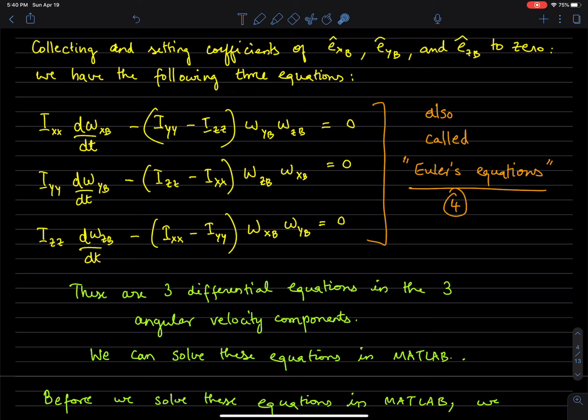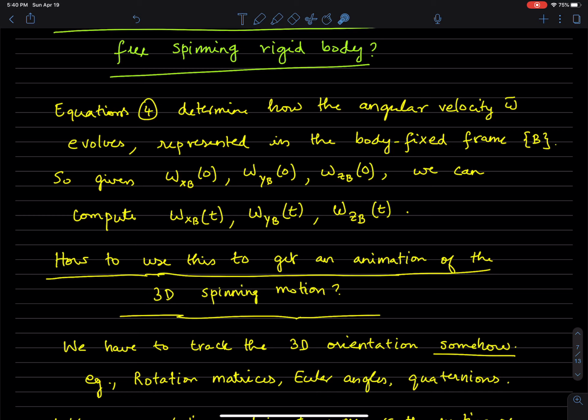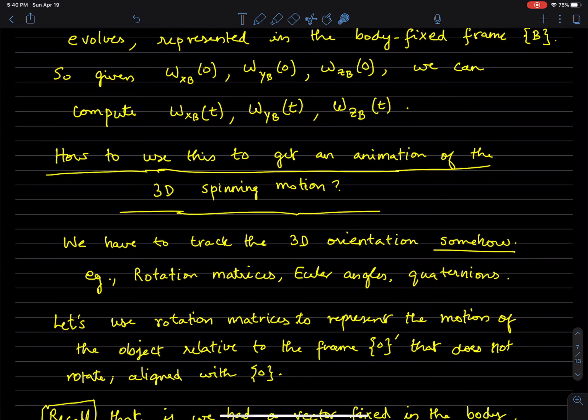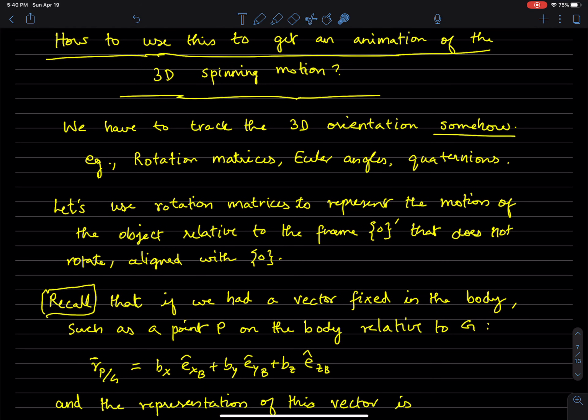So let me go back here. So those equations determine how the angular velocity omega evolves. Okay, it's represented in the body fixed frame B. So if you're given initial conditions in the body fixed frame, we can compute the omega as a function of time also in the body fixed frame. So that's straightforward. You just integrate those 3 differential equations. Relatively simple looking differential equations.